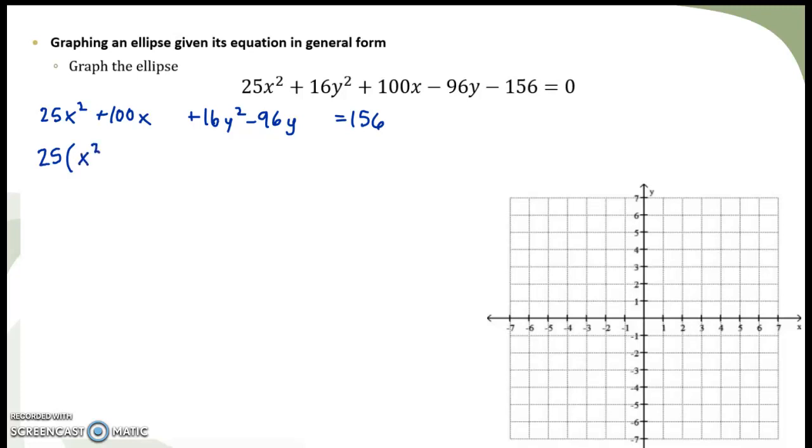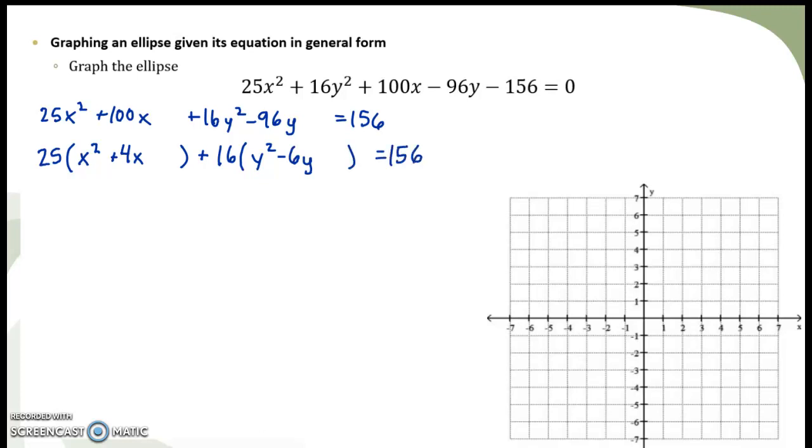So I get x squared plus 4x left. I'm going to leave a little gap here, and you'll see why in a minute. Now I want my y squared to just have a 1 in front of it. So I factor out the 16, and I get y squared. And then when I factor out 16 out of 96, I get minus 6y, leave a little gap, equals 156.